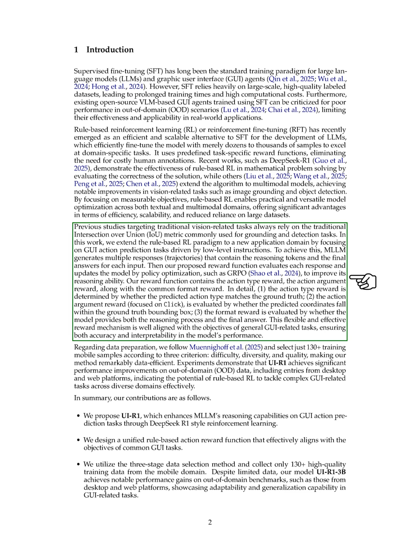To do this, our model generates multiple responses that include reasoning tokens and final answers for each input. We then evaluate these responses using a proposed reward function that updates the model through policy optimization methods like GRPO. Our reward function includes three components. 1. The action type reward, which checks if the predicted action matches the ground truth. 2. The action argument reward, which assesses if predicted coordinates are within the correct area. And 3. The format reward, which ensures the model provides both reasoning and the final answer. This flexible reward system aligns well with GUI tasks, ensuring accuracy and interpretability.